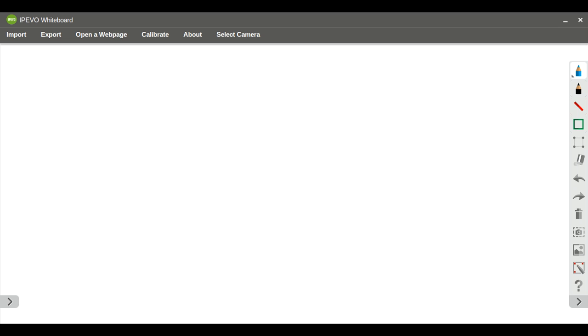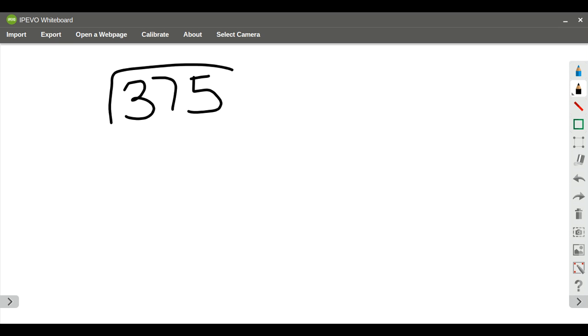So I'm on page 258. And it says a theater has 375 seats arranged in rows with 15 seats in each row. How many rows are in this theater? Let R equal the number of rows. So if I write this as an equation, I'm going to do 375 divided by 15 equals R.